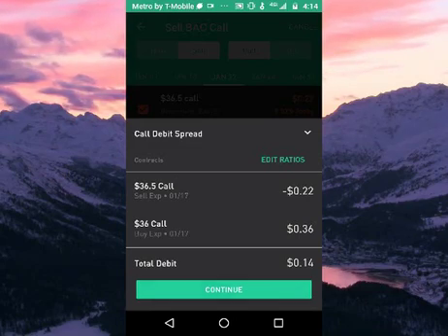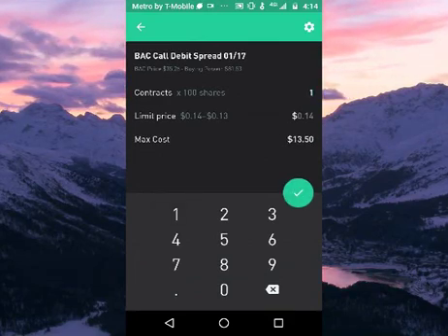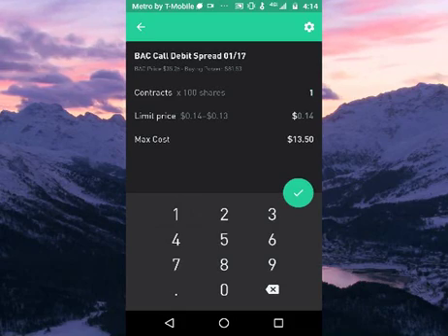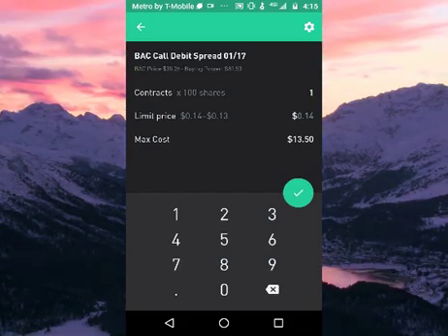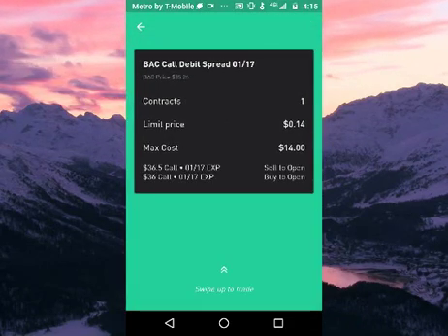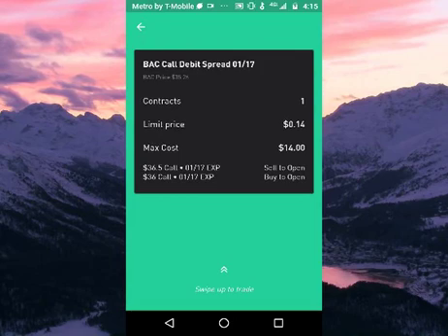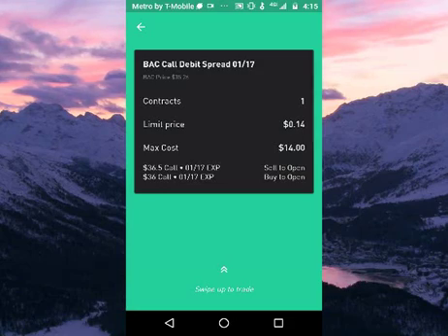We're going to click on continue. I'm going to buy one. The limit price over here is 0.4, which is kind of wrong. It should be lower, but we're dealing with Robinhood, so it needs to update to 0.14. As you can see, we do not have a collateral required to place this trade because we are using our own capital.